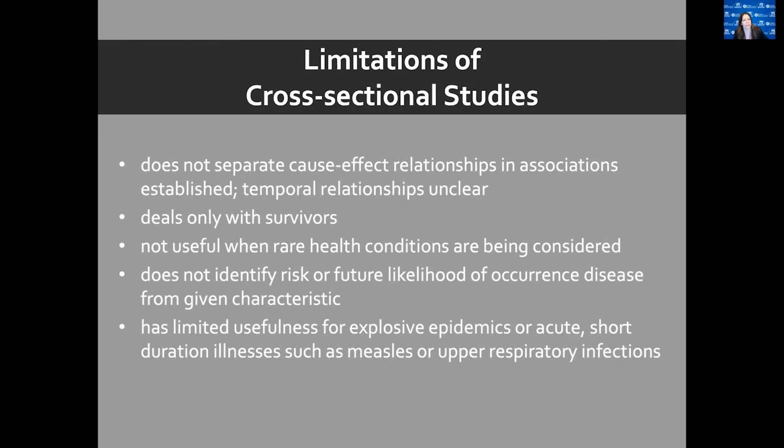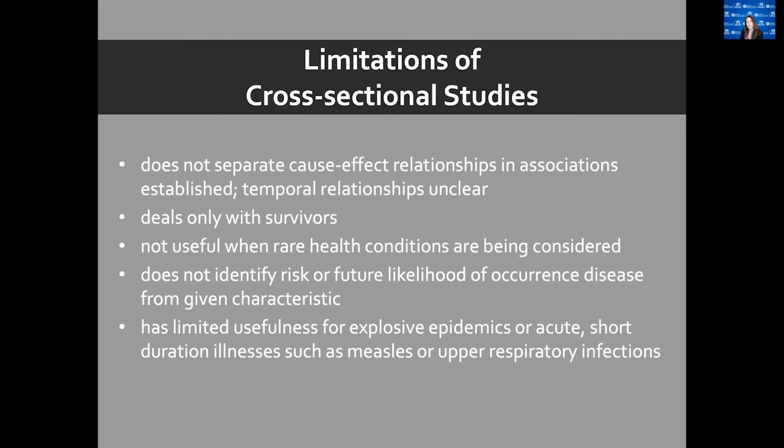They deal only with survivors, and what that means is that, especially if you're considering a study, say, of an infectious disease, and you did a cross-sectional study, and let's just say that it was a rapidly developing infectious disease. There's a possibility that the people who got sick really quickly and had more severe types of disease and died would not be a part of your cross-sectional study. So sometimes we deal with something called survival bias.